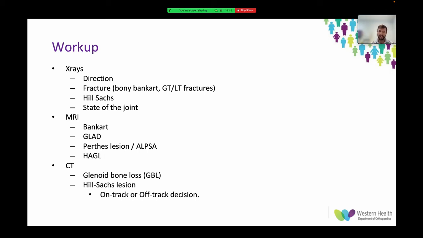MRI is the main go-to that people use in the outpatient setting to look for a Bankart lesion, and there's various other lesions I'll talk about, including a GLAD, ALPSA, Perthes, and a HAGL.